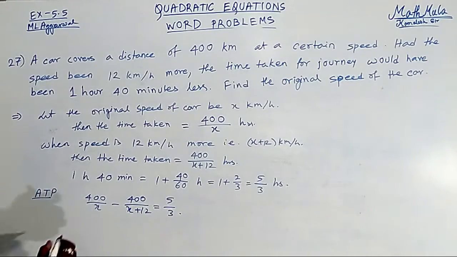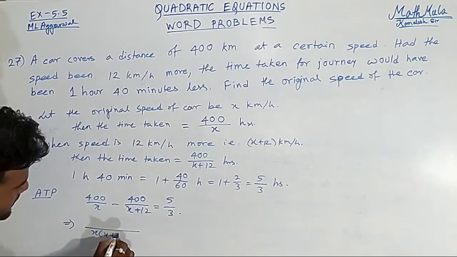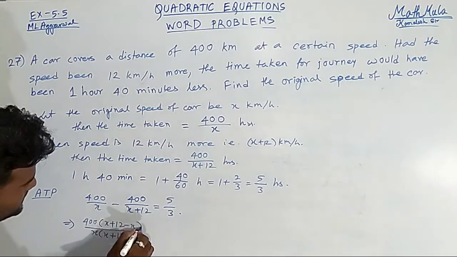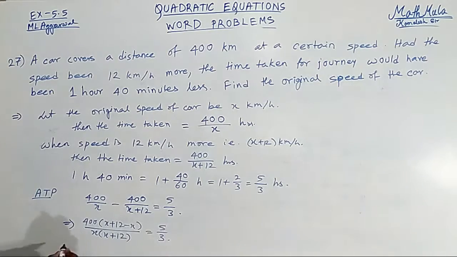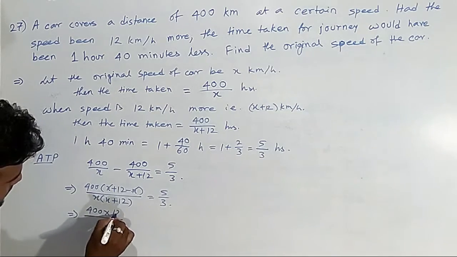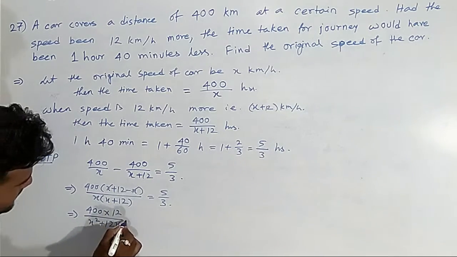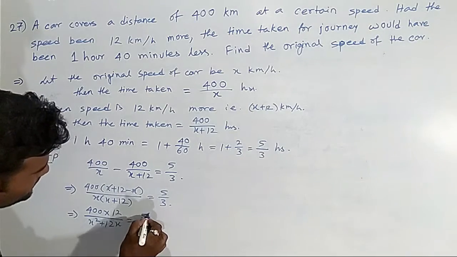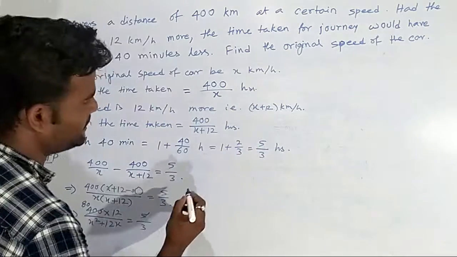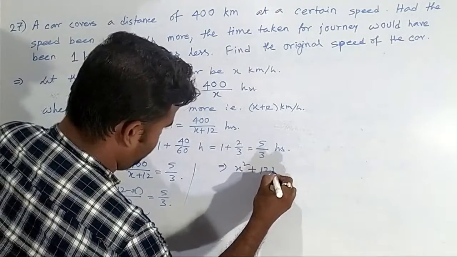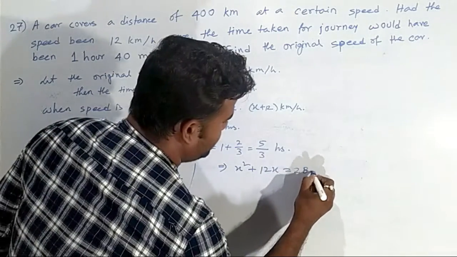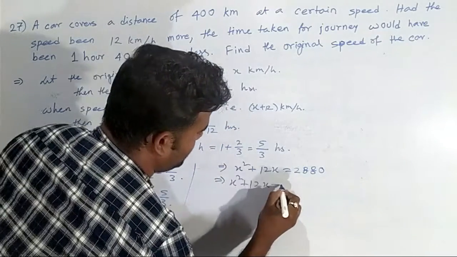Now we solve this equation. The LCM is x into x plus 12, and 400 is common, and it will be x plus 12 minus x is equal to 5 by 3. Now x will be cancelled, and this is 400 into 12 by x square plus 12x is equal to 5 by 3. Now 5 and 400 will cancel, that is 80. Now cross multiply and we get x square plus 12x is equal to 80 into 12 into 3, that is 2880.